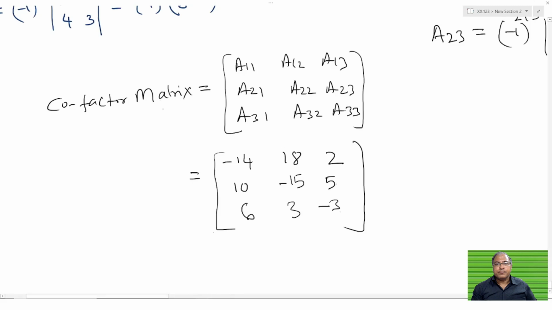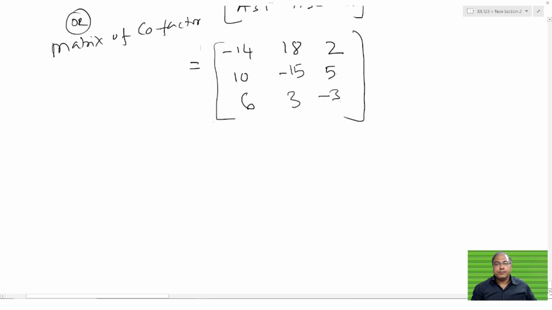It is called a cofactor matrix or matrix of cofactors. So the matrix of cofactors is nothing but minus 14, 18, 2, 10, minus 15, 5, 6, 3 and minus 3. Now by getting the transpose of this, we will get the adjoint of A. So adjoint of A is nothing but the transpose of the cofactor matrix.